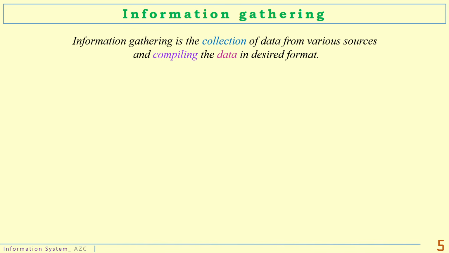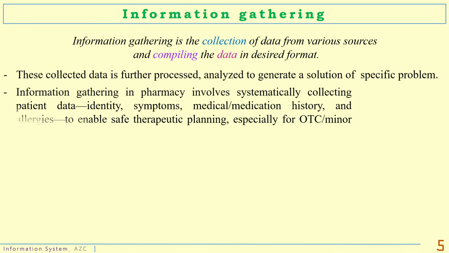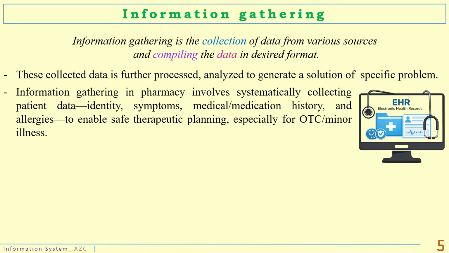Information gathering. Information gathering is the collection of data from various sources and compiling the data in desired format. This collected data is further processed and analyzed to generate a solution to a specific problem. Information gathering in pharmacy involves systematically collecting patient data, identity, symptoms, medical and medication history, and allergies, to enable safe therapeutic planning, especially for OTC and minor illness.